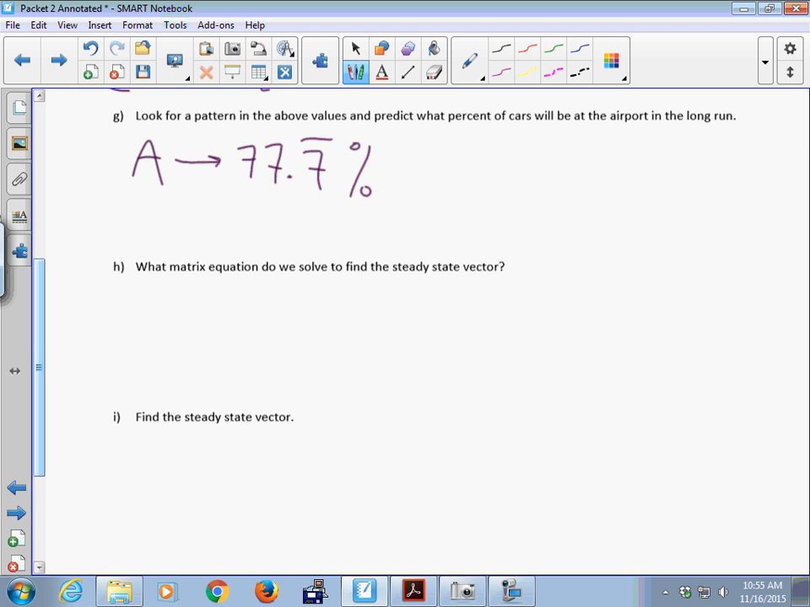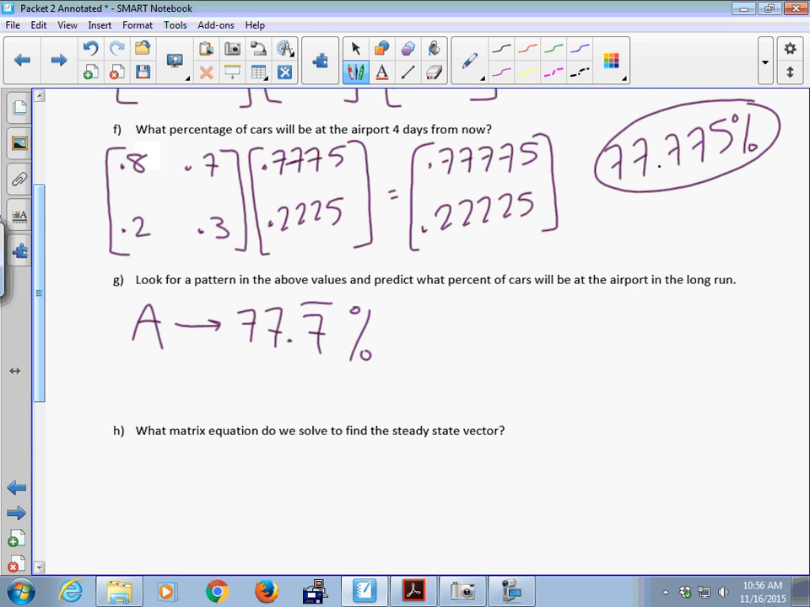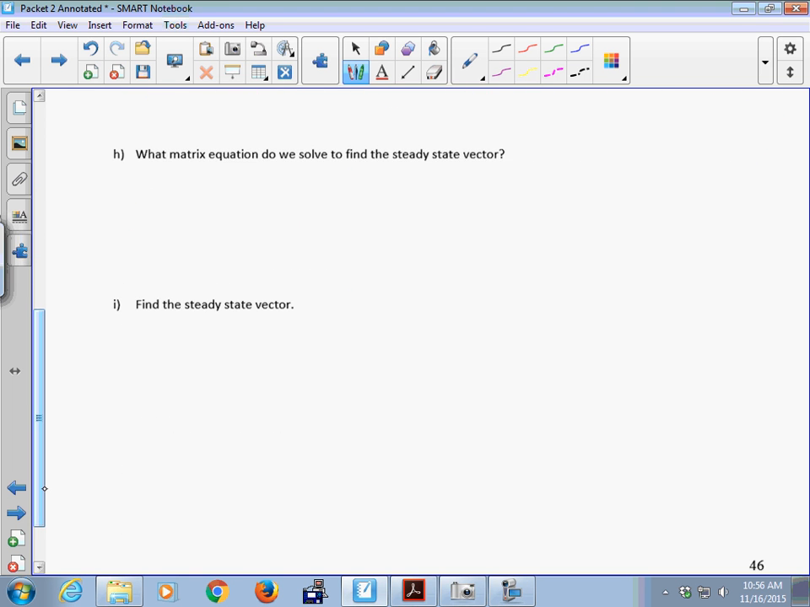Okay, so the question is, is that conjecture correct? Does it actually approach 77.7%? So I want to find the steady state vector. Some of us believe that the steady state vector is 0.7 repeating, 0.2 repeating. Let's actually solve for it and see what we get.